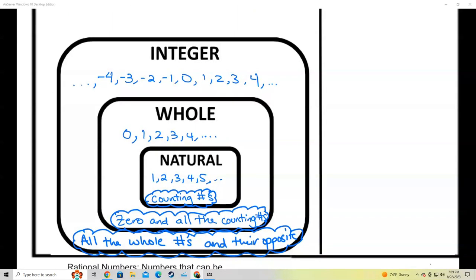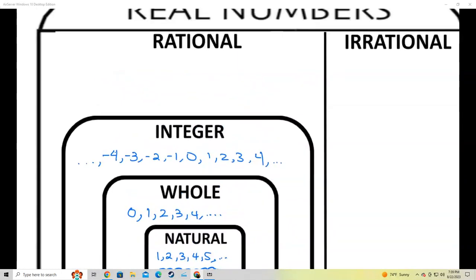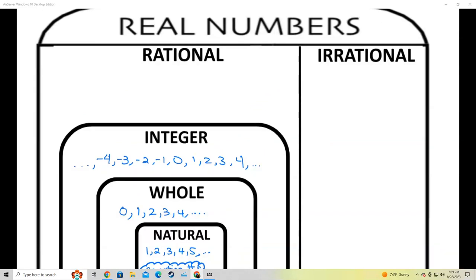Okay. So now we said we're talking about a rational number. A rational number is going to be a weird definition, okay? A rational number is going to be a number that can be written as a fraction, A over B, where B cannot be 0.